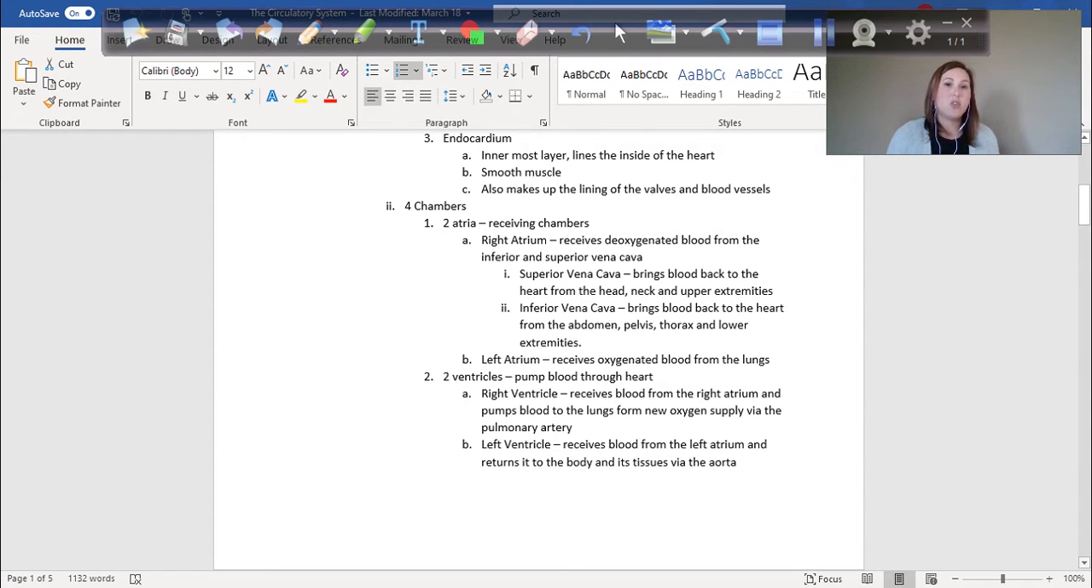The 2 ventricles are the lower chambers of the heart. They pump blood as well, as we know, through the heart. The lower chambers, there's a right and a left. The right ventricle receives blood from the top right atrium. When it goes through the right atrium and into the right ventricle, it's going to pump blood to the lungs so that it can get all the new oxygen it needs to bring back around to the heart. And the left ventricle, the left bottom chamber of the heart, receives blood from the left atrium, or the left top of the heart, and returns it to the body and its tissues through the aorta.